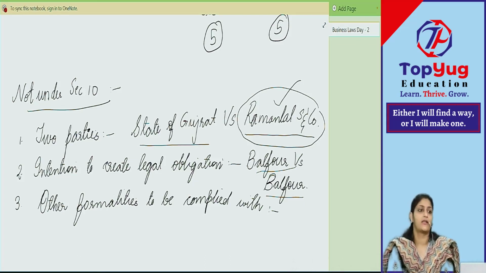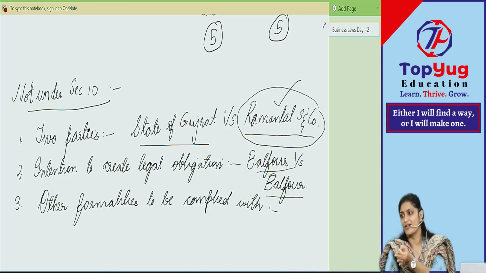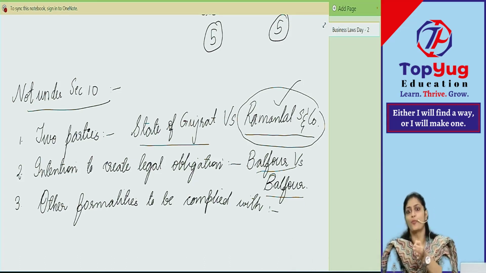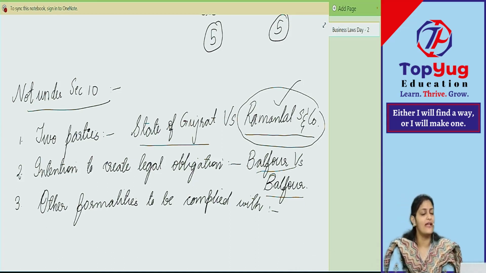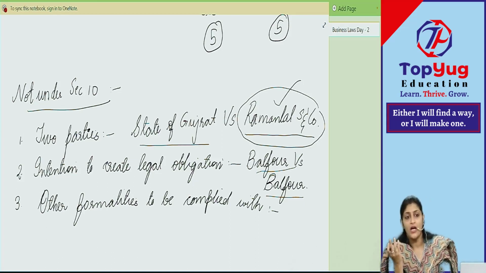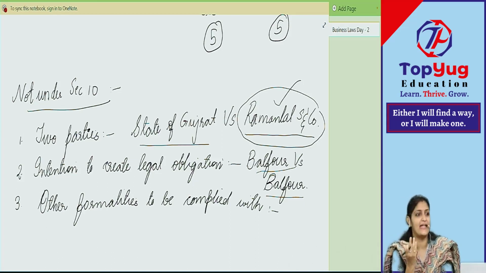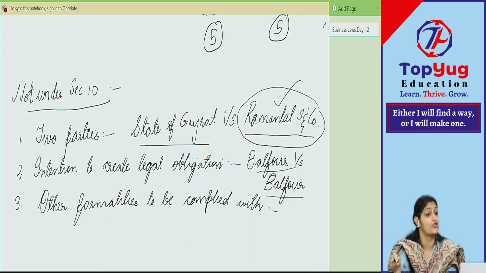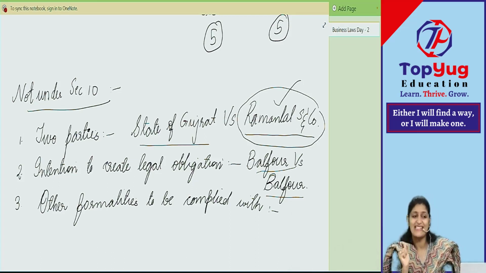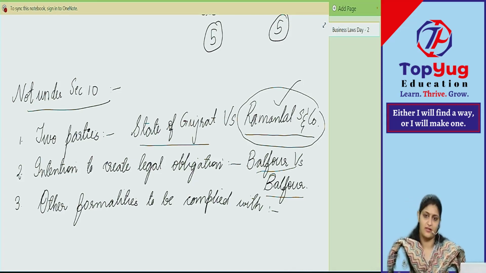But there are some contracts where it is very important that some formalities are complied with. For example, if you want to purchase and sell any immovable property, land or building, compulsorily that should be in writing. Compulsorily that should be signed by both the parties along with the signature of witnesses also. It should be stamped by the proper stamping authority also. Then only it is a valid contract.